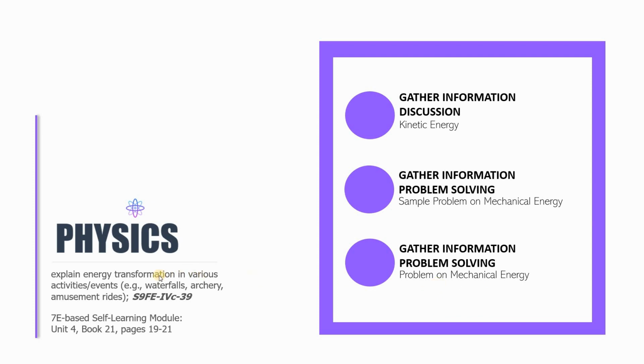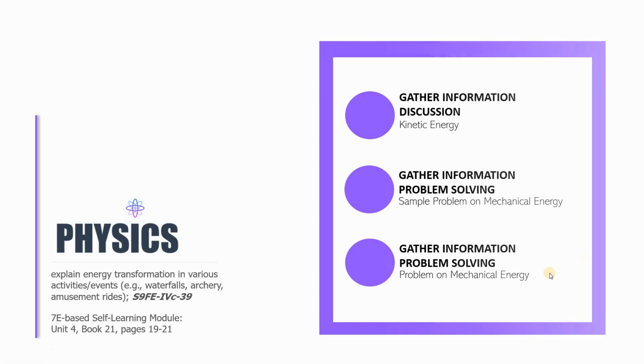The learning competency that we are going to target in this session is as follows. You should be capable of explaining energy transformation in various activities and events, such as in waterfalls, in archery, and amusement rides. This is based on the 7E based self learning module in Science 9, which I wrote for my master's degree, and you'll particularly see it in Unit 4, book number 21, pages 19 to 21.